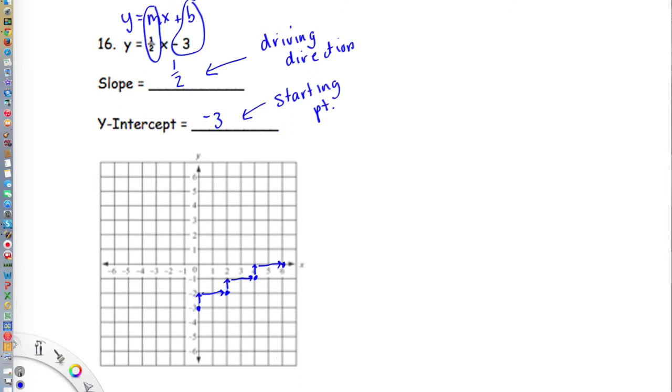And I can make this nice and pretty. Connect them all like so. My line would go that way. It would also continue to go all the way down this way. But there's your line. It's that simple. So remember, find your slope, find your y-intercept, put your y-intercept as your first point, and then use your slope as your driving directions, which tells you how many blocks to go up and down, and then how many blocks to go right or left.